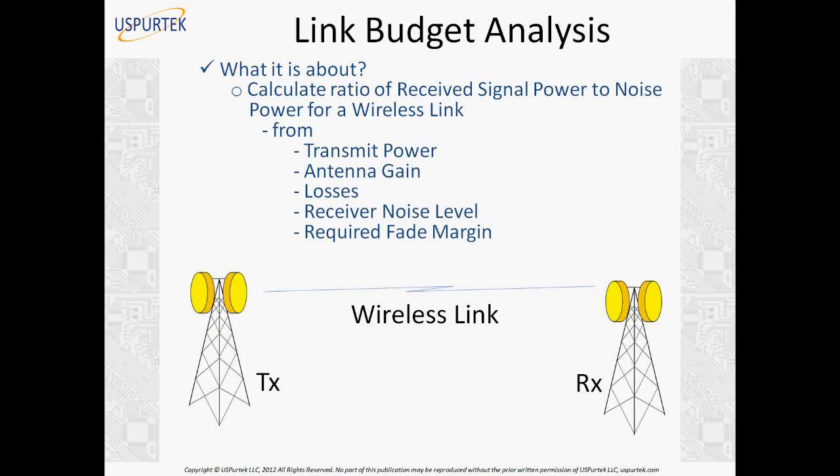And what is the required fade margin? Now, where this fade margin comes in, as we discussed before, your signal can fade from location to location. You are inside a building or outside a building or in a different location or behind a hill, your signal will change. So that means I need to keep some allowance to overcome the fading effects. So what are my fading effects? How much dB do I need for my fade margin? So all these factors come into play when I do my link budget analysis.